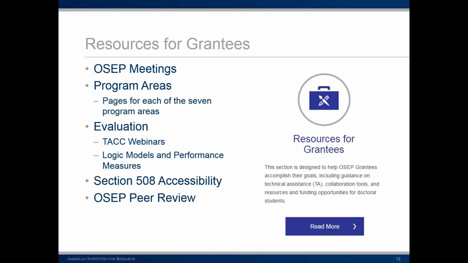The program areas portion of the site has unique pages for each of the 7 program areas that contain information specific to their needs. The evaluation page contains information, a lot of it brought over from the old tadnet.org, including TAC webinars. Those are archived webinars that are useful for evaluation and information about logic models and performance measures. There's a Section 508 accessibility part of the site, also brought over from tadnet.org, that includes information about how to make things Section 508 accessible, and then a page about OSEP peer review.